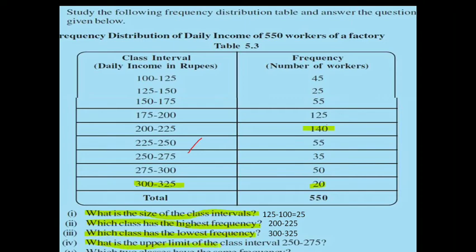What is the upper limit of the class interval 250 to 275? You are absolutely correct. The bigger number is 275. So my answer is also 275. Which two classes have the same frequency? Look here carefully. 55 for 150 to 175, and again 55 for 225 to 250. So my answer is 150 to 175 and 225 to 250.